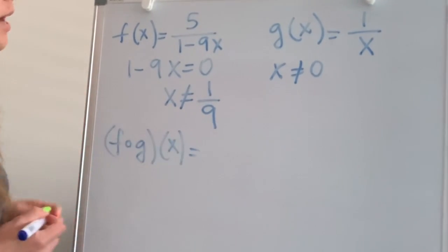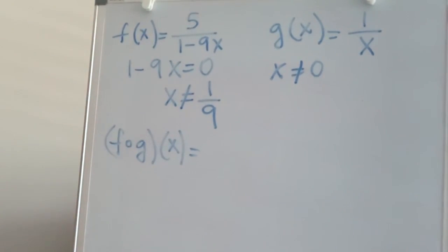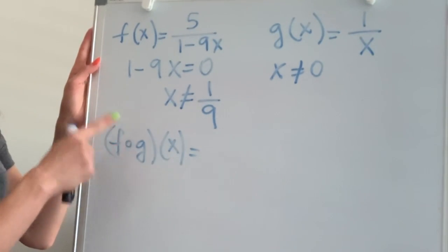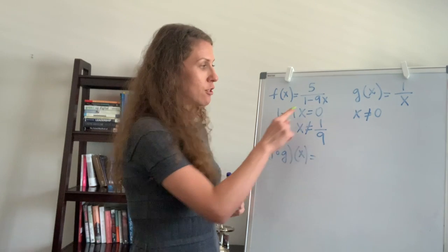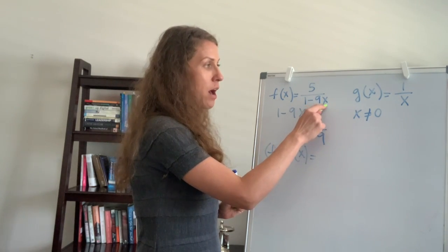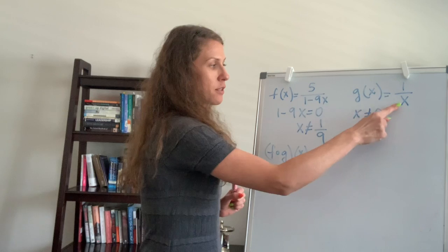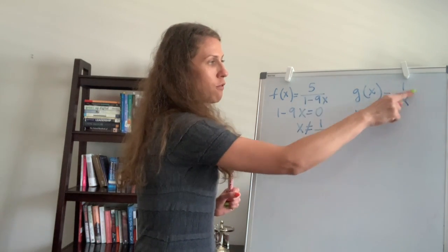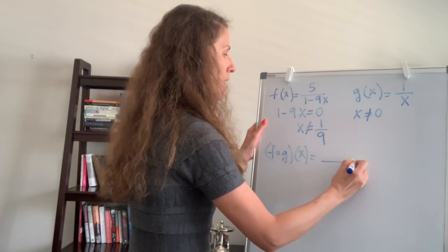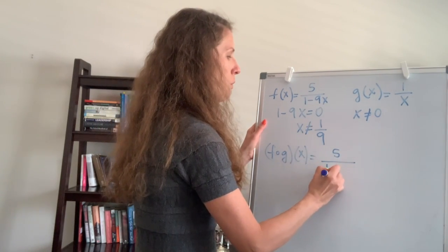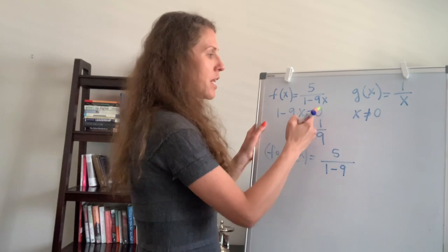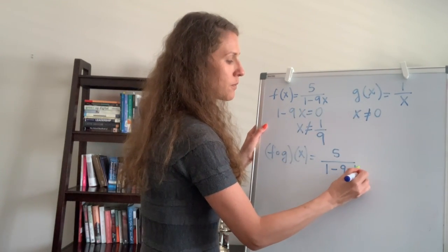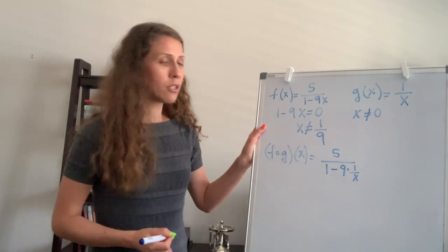To do that, I will replace x inside of f with the entire function g. So in place of x here, I will now have 1 over x. This x will go, and in place of x, I will write 1 over x. The rest will stay: 5 over 1 minus 9, and again, it used to be x, but now it's 1 over x. Well, this looks a little bit complicated.